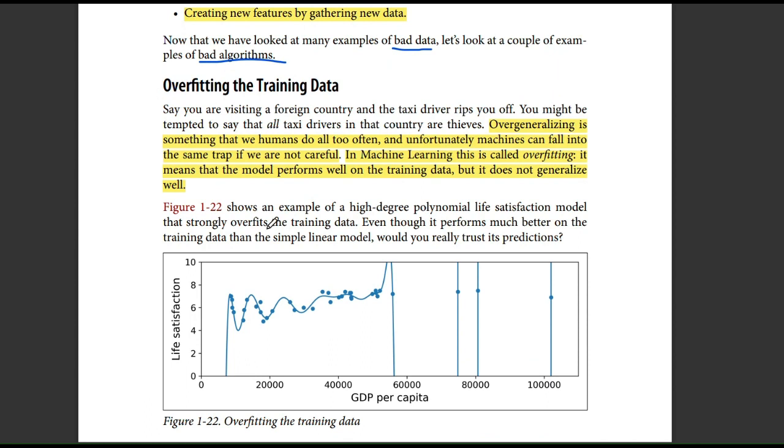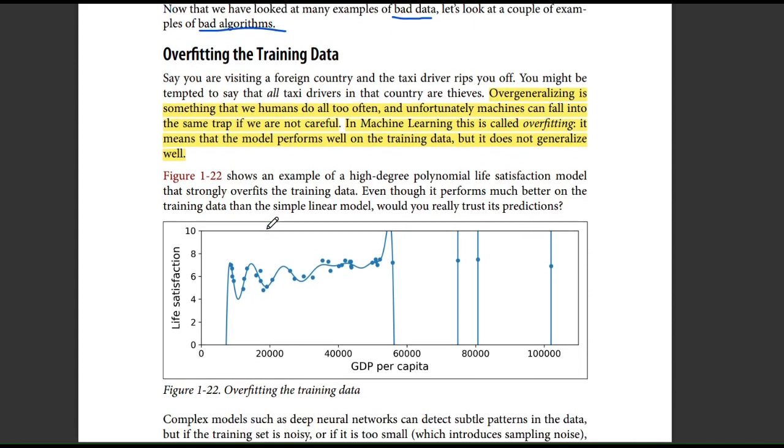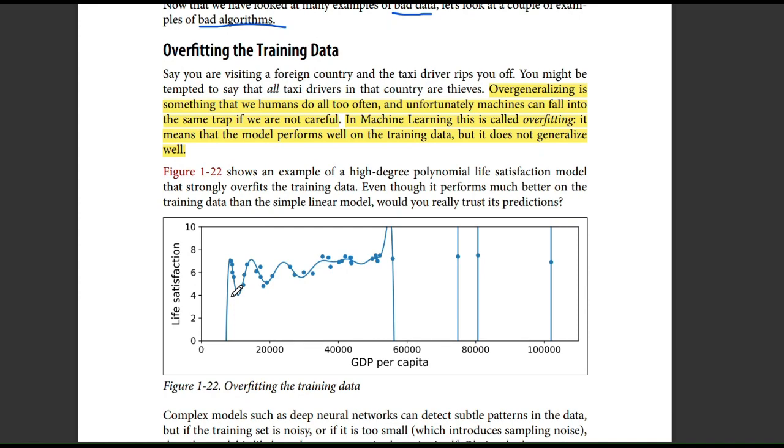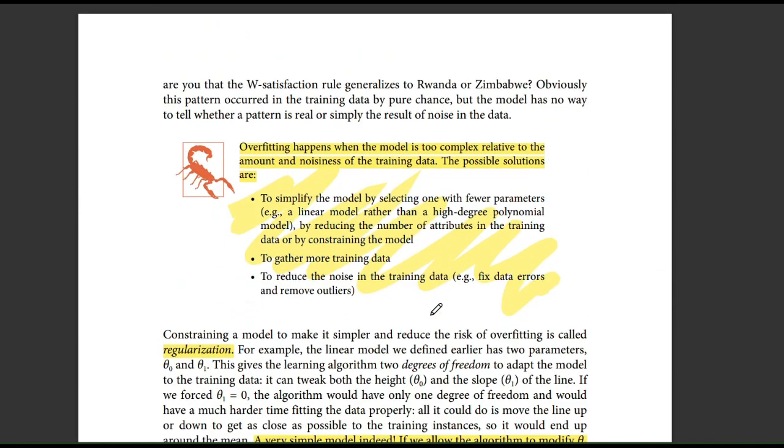Then irrelevant features: you have a lot of features present inside your data that are irrelevant to the main output that you want to predict. So these were the examples of bad data. Now we have the examples of bad algorithms.